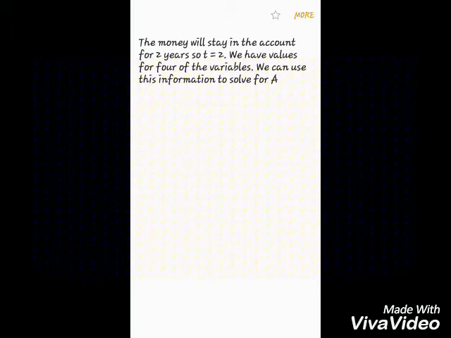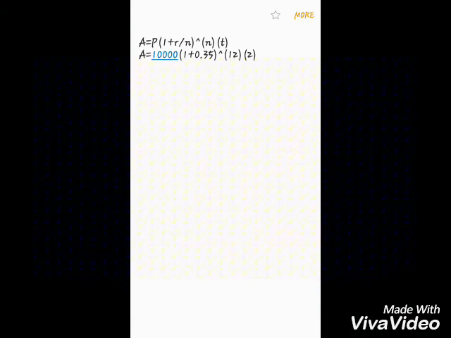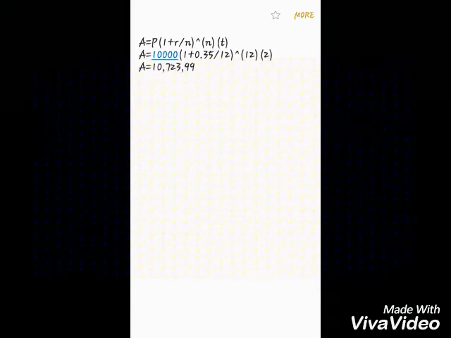We have values for 4 of the variables. We can use this information to solve for A. A equals P times 1 plus R over N, all raised to the power of N times T. Let us substitute the given numbers into the formula, and we can solve. So the answer here will be 10,723.99 pesos.